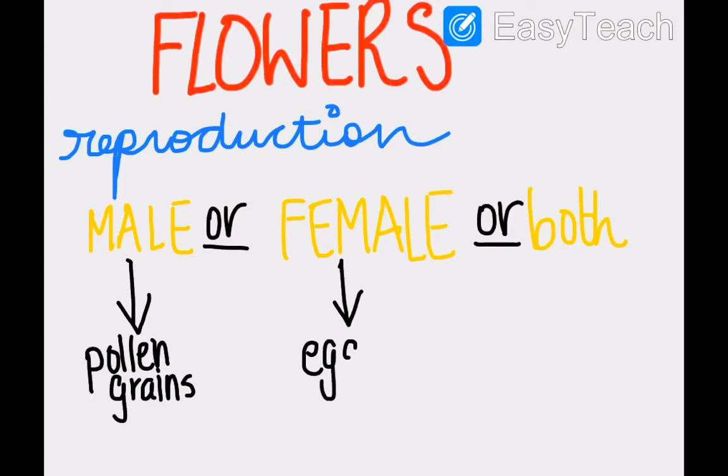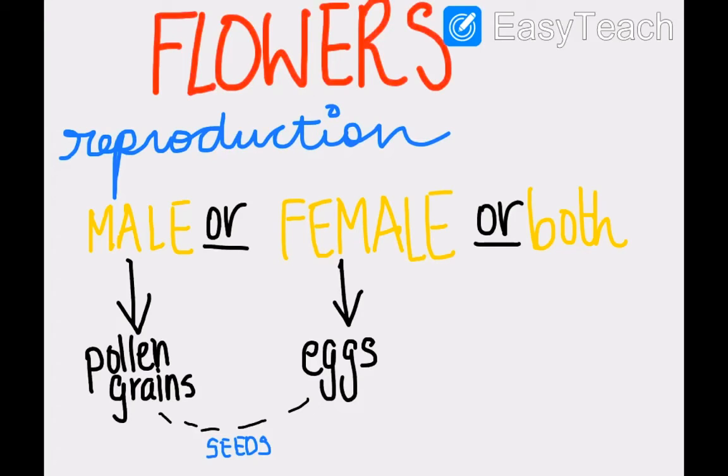The female component of the flower produces eggs. Now, these aren't the eggs that you have for breakfast. They're just small little areas that have to come into contact with the pollen grains in order to reproduce. Now, when these come together, they produce seeds, right? And that makes sense because if you were to plant a seed into the ground, any seed, you will create more of that plant, right? So that is the whole process of reproduction.